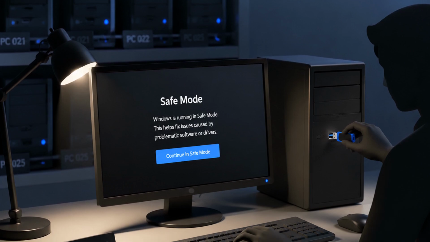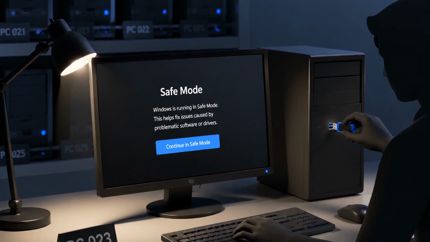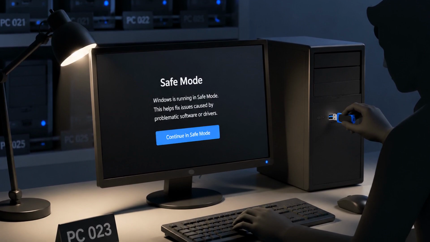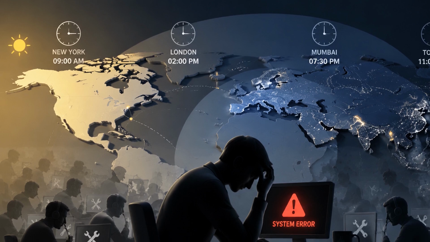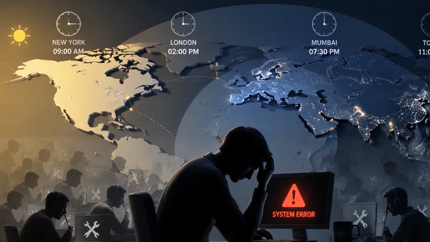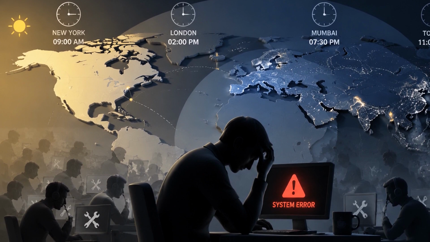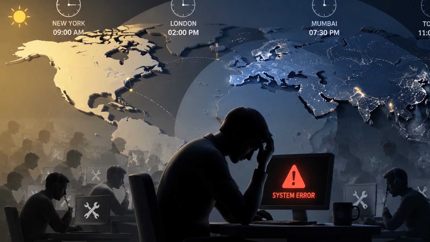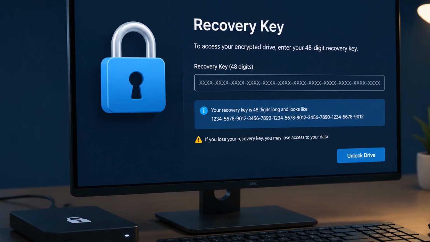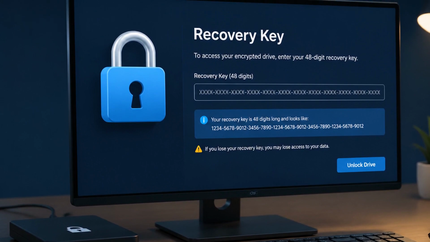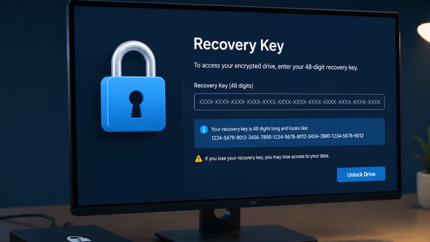A human being had to physically walk to each affected machine, boot it into safe mode, and manually delete the poisoned file from the system folders. This process had to be repeated for every single computer, leading to exhausted IT teams working through the night across every global time zone. The situation was further complicated by corporate security policies, as companies using disk encryption required a 48-digit recovery key for each machine.